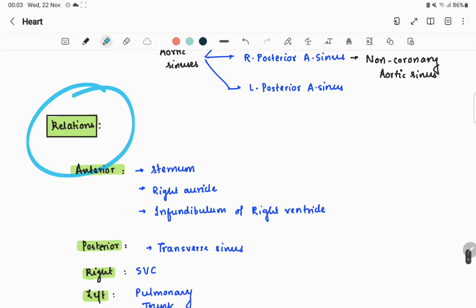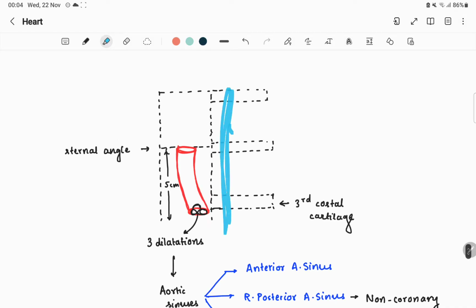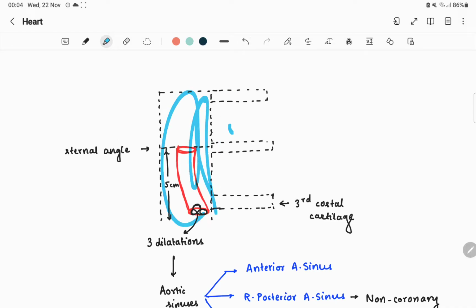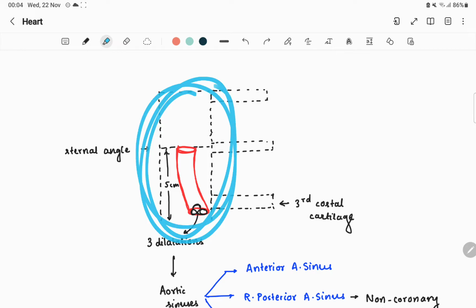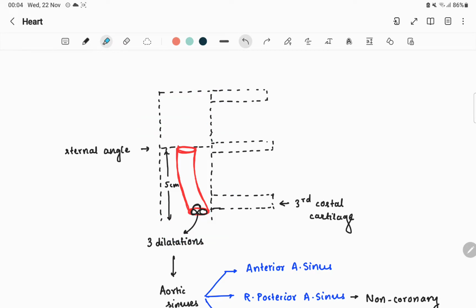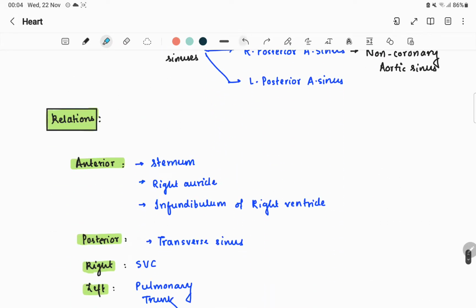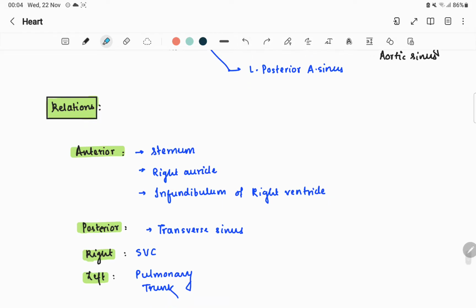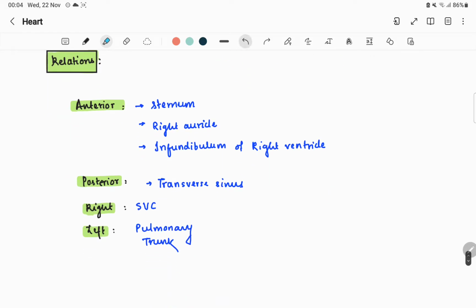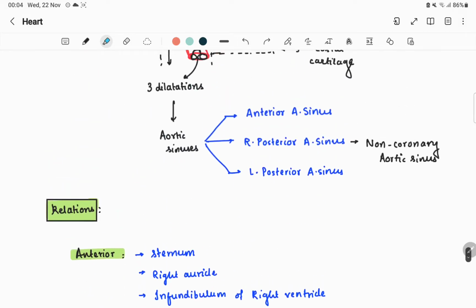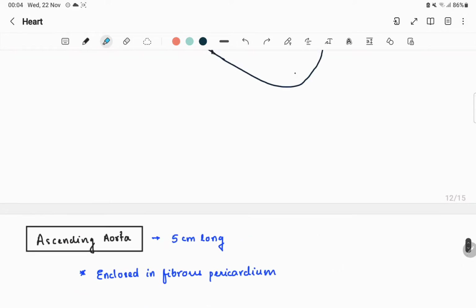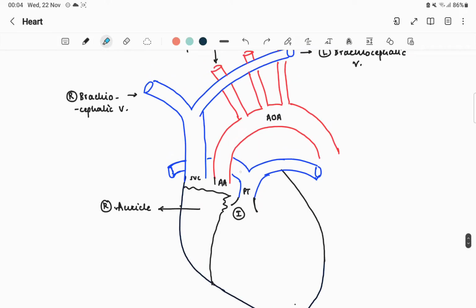What are the relations? Let's discuss. Anterior relations: you can see this must be the sternum. The sternum is lying in the back, so the anterior relation is the sternum, and the right auricle and the infundibulum of the right ventricle also. Posterior relation is the transverse sinus. Right relation is the SVC, that is the superior vena cava. You can see from here. Left relation is the pulmonary trunk.